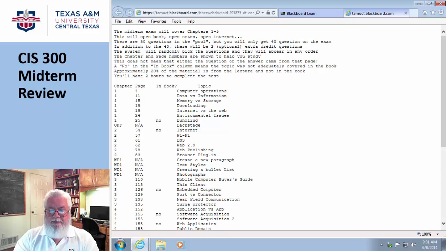The next one is a Chapter 4 question talking about the difference between an application and an app. A lot of this is slang, and so I'm going to ask you some questions on what's the difference between the two terms, if any.